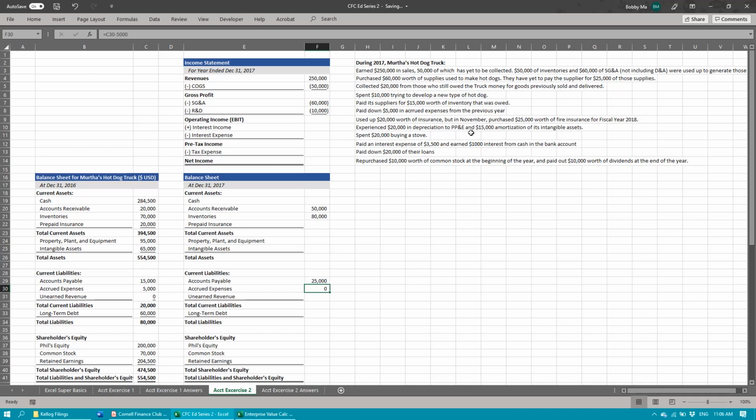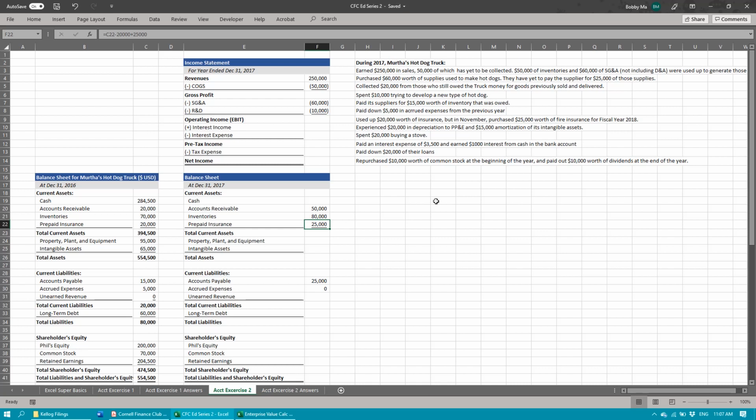And we used up $20,000 worth of insurance, but in November we purchased $25,000 worth of fire insurance for fiscal year 2018. And note, this $20,000 is included in SG&A, because the top line includes all SG&A that does not include amortization. So therefore, it's already factored into the $60,000. So we have our prepaid insurance being used up by $20,000, but we spent $25,000 to purchase more for next year. So that is prepaid insurance, and we get $25,000 in the prepaid insurance account.